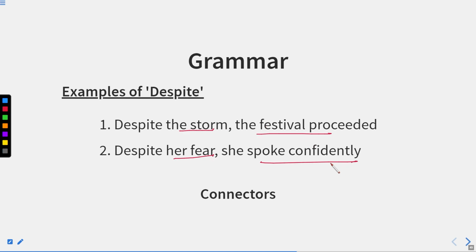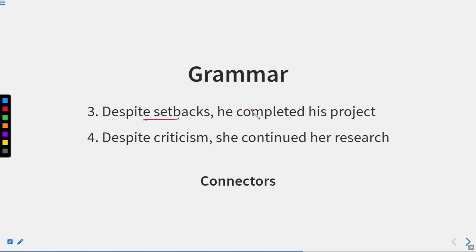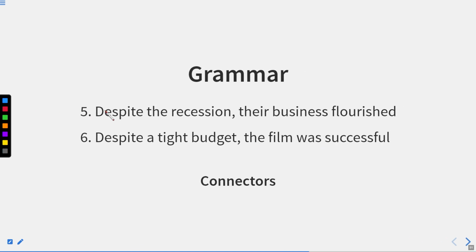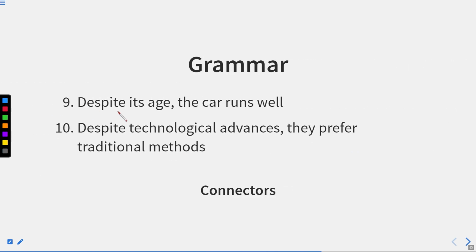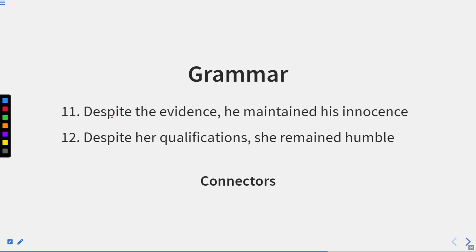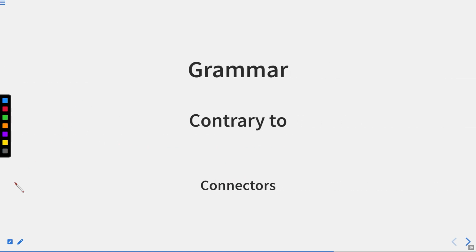Despite her fear, she spoke confidently. Despite setbacks, he completed his project. Despite criticism, she continued her research. Despite the recession, the business flourished. Despite a tight budget, the film was successful. Despite bad reviews, the novel became a bestseller. Despite being a newcomer, he won the race. Despite its age, the car runs well. Despite technological advances, they prefer traditional methods. Despite the evidence, he maintained his innocence. Despite her qualifications, she remained humble. So, this is how we can use the word despite.